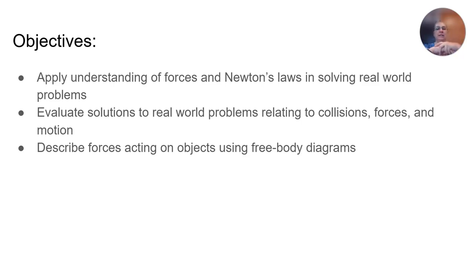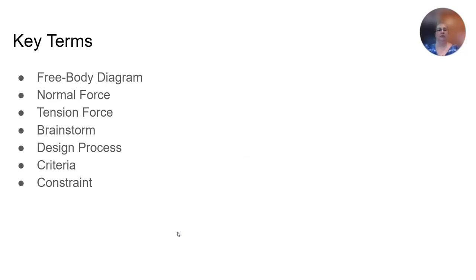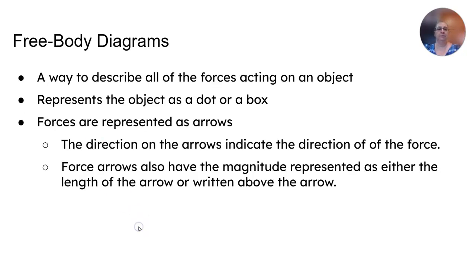forces, and collisions. And then we are also going to look at how we can describe forces that act on an object using a tool called a free body diagram. In fact, we'll do that first. So we've got our key terms here: free body diagram, normal force, and tension force. These are our three science terms, and then we've got 4 engineering terms that are going to come into play.